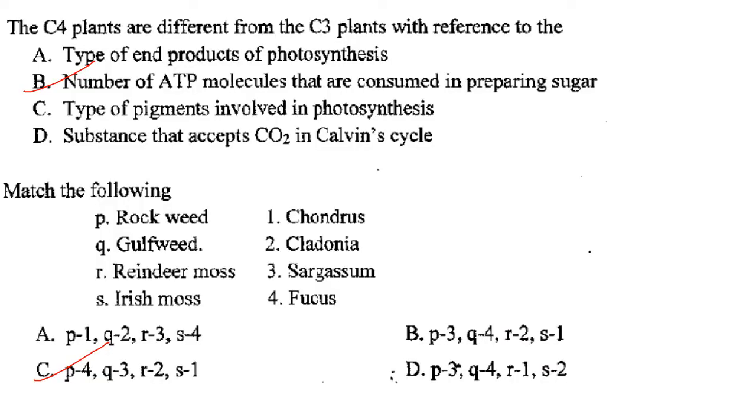Then the C4 plants are different from C3 plants with reference to the type of end products of photosynthesis, number of ATP molecules that are consumed in preparing sugar, types of pigments involved in photosynthesis, substance that accepts carbon dioxide in Calvin cycle. So in C4 plants, every carbon dioxide molecule has to be fixed twice. So these plants need more energy for synthesis of hexose sugar than C3 plants, in which carbon dioxide has to be fixed only once.